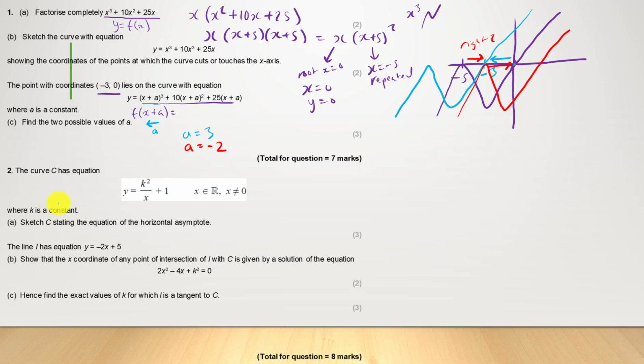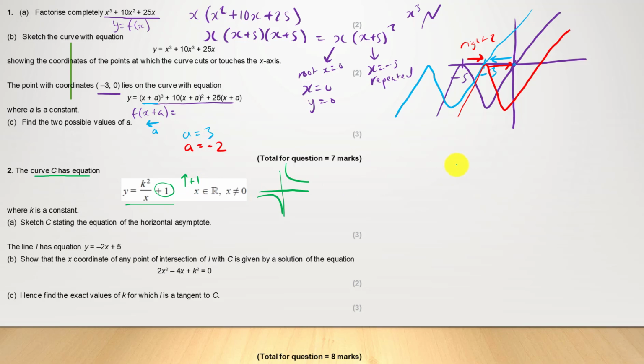Okay, so the next one has this equation here, using green pen for a change, looks like a reciprocal type graph. We don't know what k is. Sketch C, state an equation of the horizontal asymptote. So all we need to think about is, what does 1 over x look like, or anything over x? Something like this. Can you see this plus 1 is on the outside? So that's a translation up by plus 1.